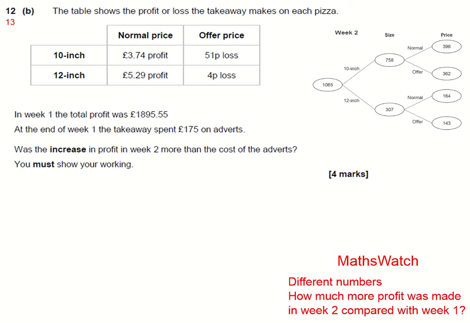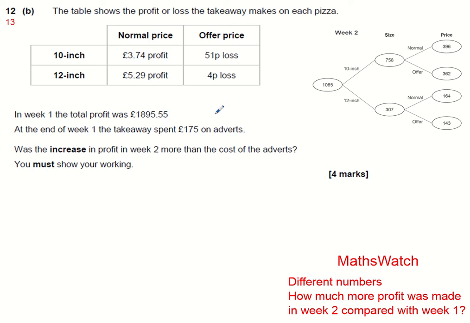The table shows the profit or loss the takeaway makes on each pizza. So the table is showing us that we make £3.74 profit and £5.29 profit at normal price for the 10 and 12-inch pizzas, whereas at the offer price we'll make a 51p loss on the 10-inch and a 4p loss on the 12-inch. In week 1, the total profit was £1,895.55. At the end of week 1, the takeaway spent £175 on adverts. Was the increase in profit in week 2 more than the cost of the adverts? You must show your working.